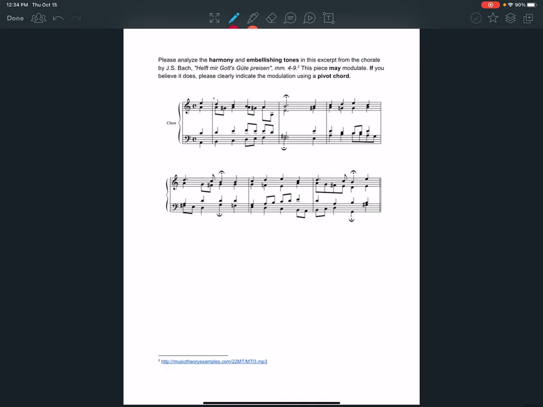Cool. Backside, 2 pages. You're going to get some Bach back here, a little bit more, like I said, opaque, kind of chromatic Bach. Measures 4 to 9. This piece may modulate. If you believe it does, indicate the modulation using a pivot chord. Again, make sure you listen to the recording, and then do analyzing the harmony and embellishing tones.